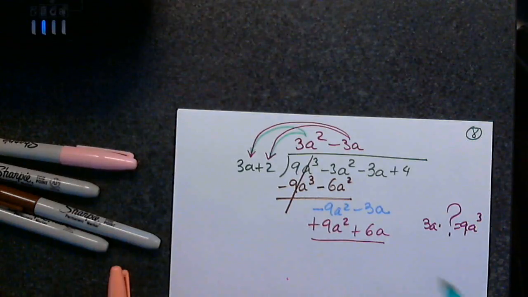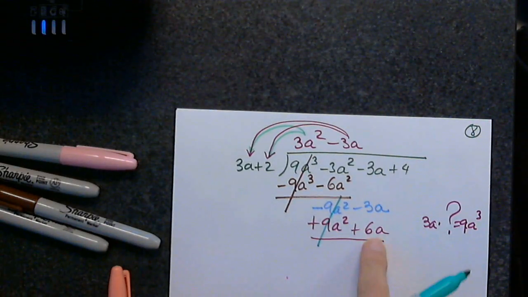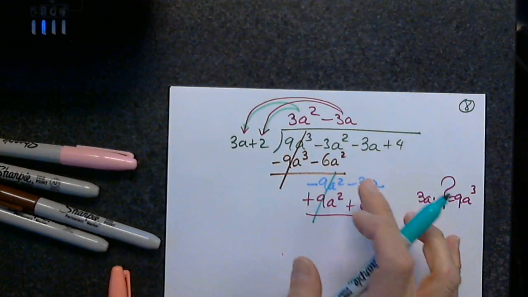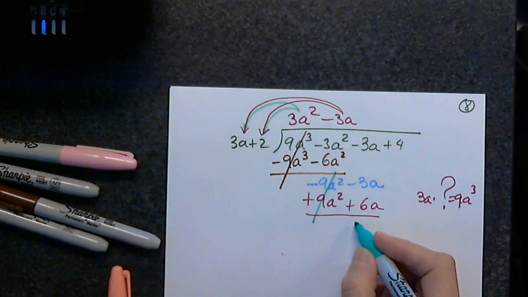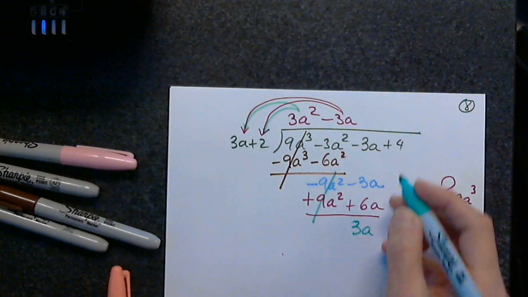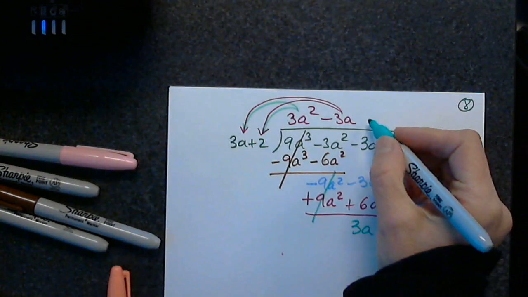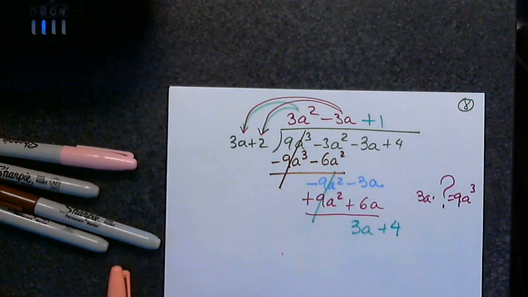Okay, so these two go away. What is left here? 6 apples minus 3 apples is 3 apples. Bring down the next in line. Now, I'm asking myself 3a multiplied by what equals 3a? 1. Yes, sign, plus. Exactly. At the top, we don't lie.